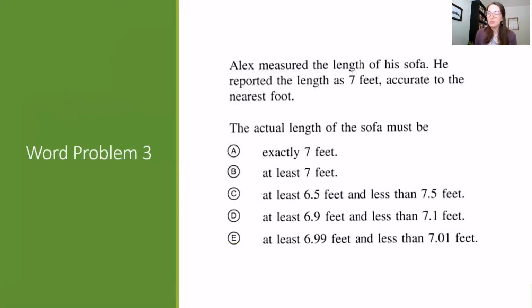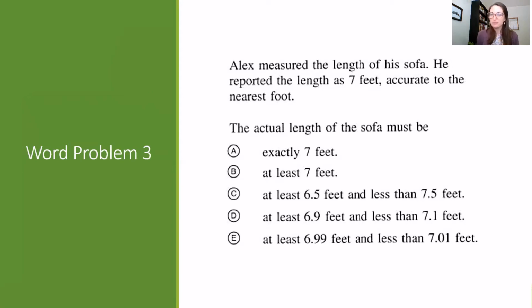Now for word problem 3, it says Alex measured the length of his sofa. He reported the length as 7 feet, accurate to the nearest foot. The actual length of the sofa must be, now look at our options. This is not a typical word problem.